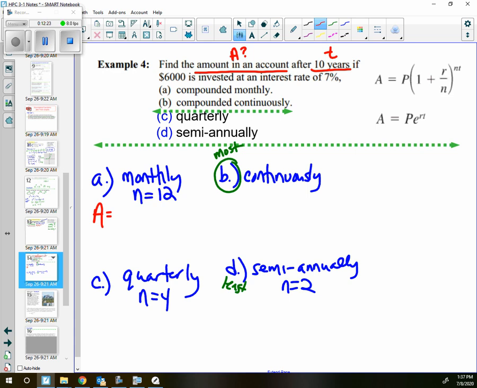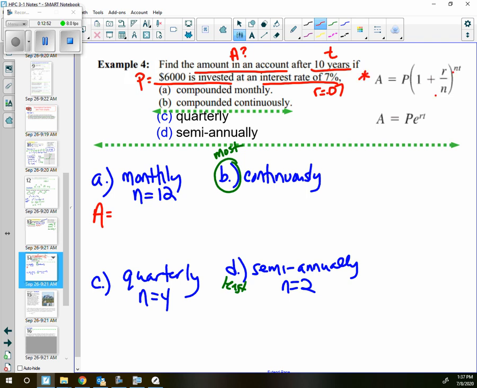If $6,000 is invested, okay, that means that's what you're putting in originally. That's your P value. So the P is the 6,000 at an interest rate of 7%. So that means your R, your rate is 7%, but as a decimal. So 7 divided by 100, so 0.07. I guess you could leave it 7 over 100, but I think it's easier to type into your calculator as a decimal. All right, so monthly then, we're going to be using this top formula, monthly, because it's compounded monthly, right?